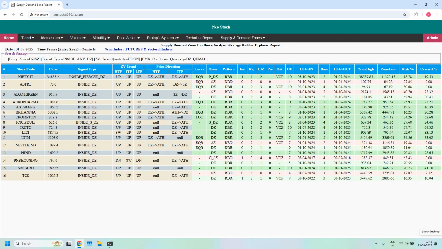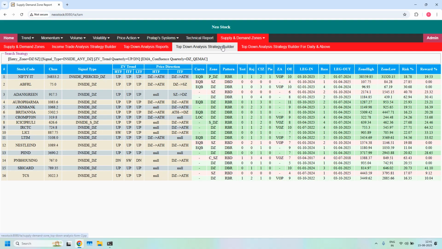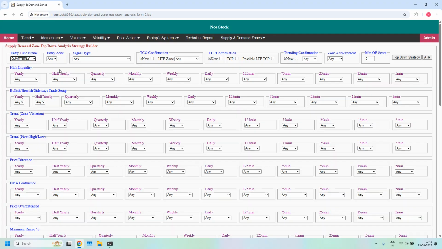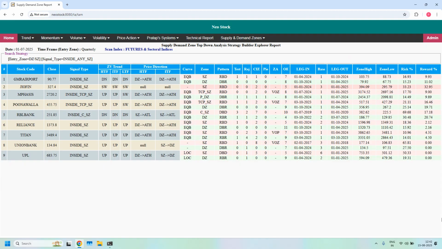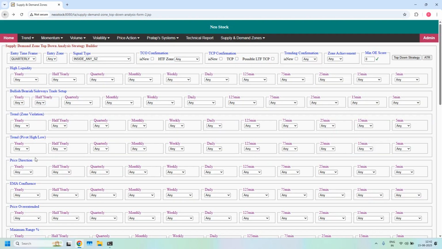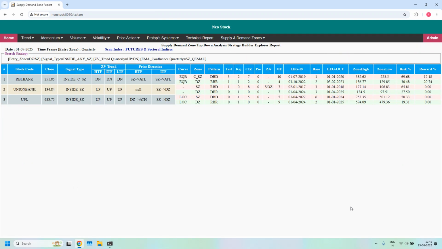Okay, next let us look into price closed inside the quarterly supply zone. We got 9 stocks. We can further filter this list based on quarterly supply zone having quarterly EMA confluence, and trend on the quarterly should not be sideways. We got 3 stocks.